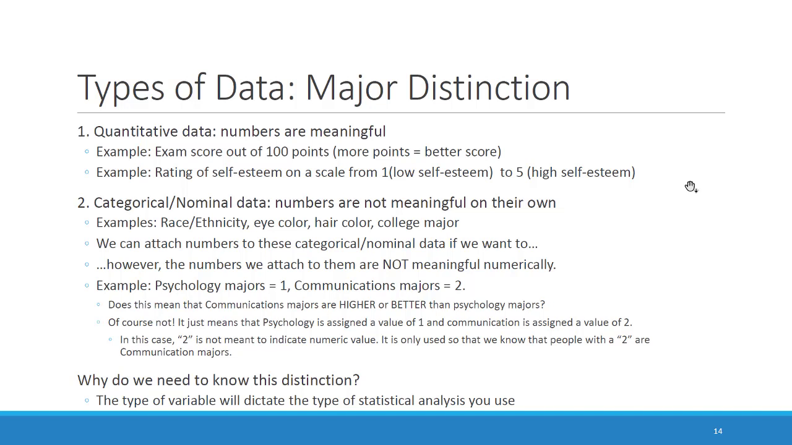So why do we need to know this distinction between quantitative data and categorical or nominal data? Why is this so important? The reason is that the type of variable, whether it's quantitative or categorical, will dictate the type of statistical analysis that you can use. And this will become more apparent as we continue on this conversation.